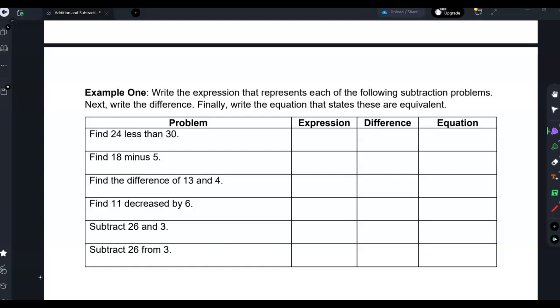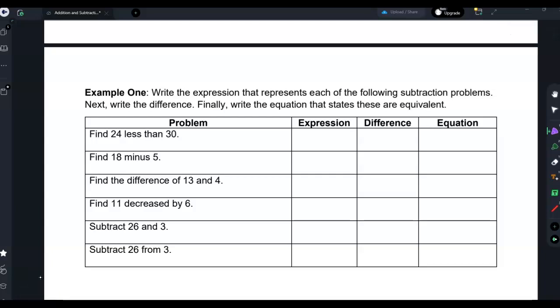So we can actually say subtract or subtraction, or we can say minus, we can say difference, we can say less than, we can say decrease. All of those things mean subtraction. So if we look at this first one, it says find 24 less than 30. This would be different if it was saying something like 24 is less than 30, right? If it said is less than, then we're talking about a less than symbol. But since it doesn't say is less than, this less than is referring to subtraction.